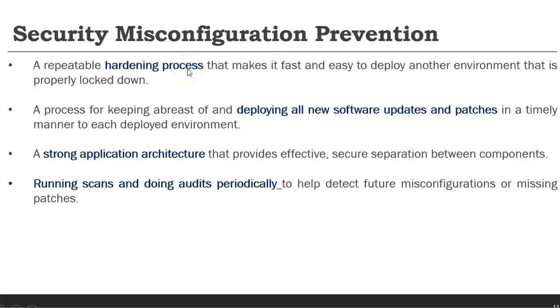So for the prevention mechanism, we have seen that there should be a hardening process. We should not trust that the device or the configuration given by the vendor is perfect. You should always do a repeated hardening process: disable the default accounts, change the password of the admin accounts, and stop the services which are not used. Then newly released software should be applied with the latest patches. Also, there should be a strong application architecture to provide effective and secure separation between the components.